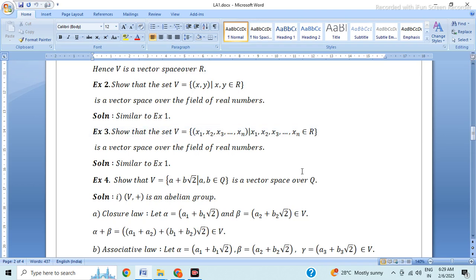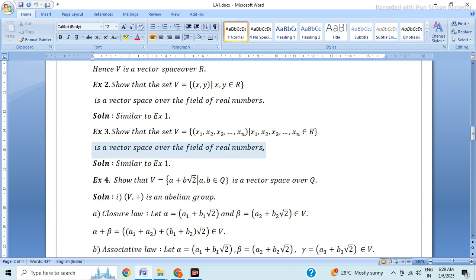Just see, the first case is xy. Only one change, z is not there, it is a plane. First we proved the space is a vector space. Here it is a plane, and we have to prove that it is a vector space. Then the third problem, what is the change? Instead of 3 elements, how many elements are there? n numbers are there, n-tuples are there. Then this is also a vector space.